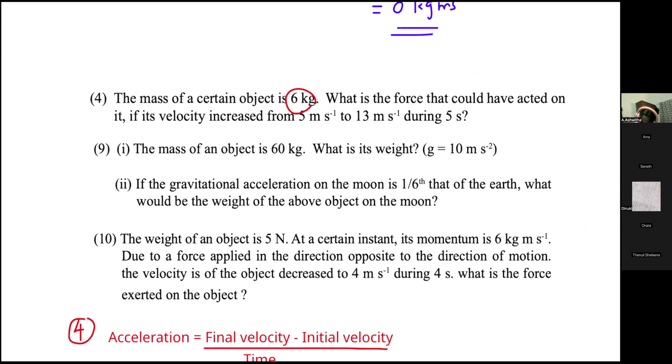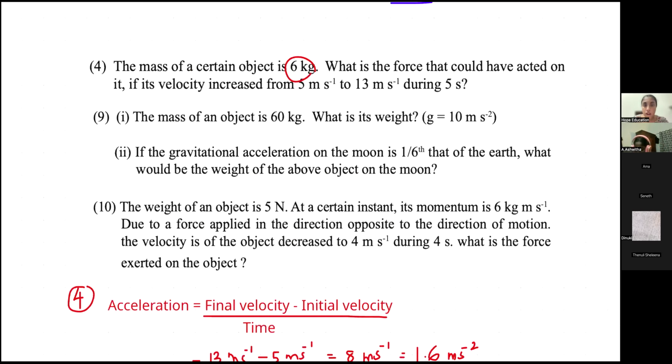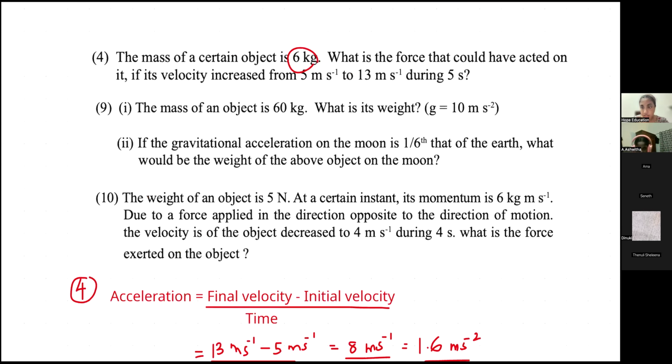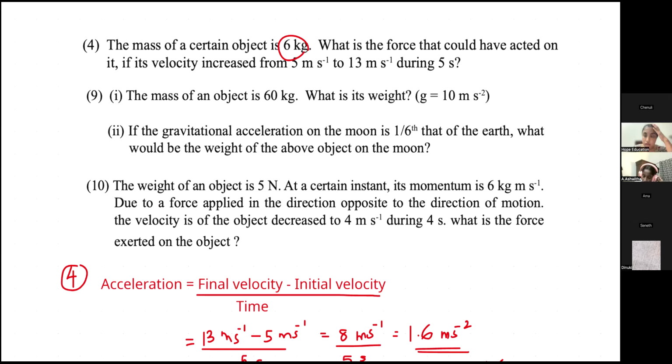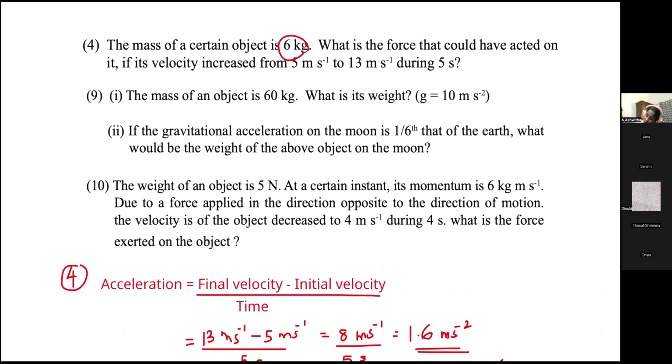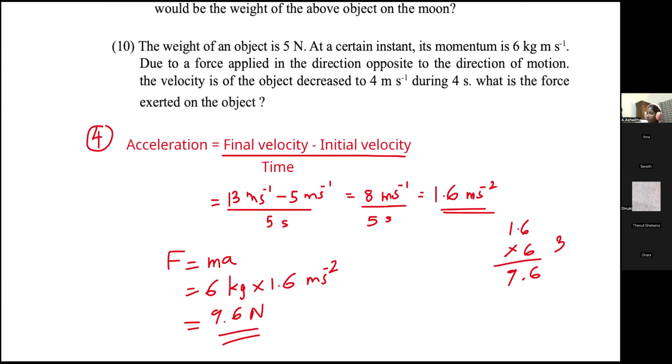Ninth question. The mass of an object is 60 kilograms. What is its weight? Tenuli, what did you get for that? I don't know if Tenuli was able to do the question. 600 newtons. Okay. Tenuli, did you get an answer? Okay, ninth one we'll discuss.